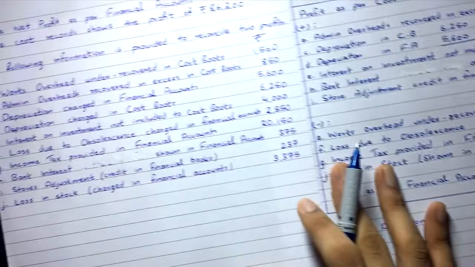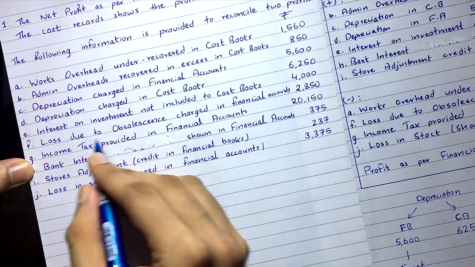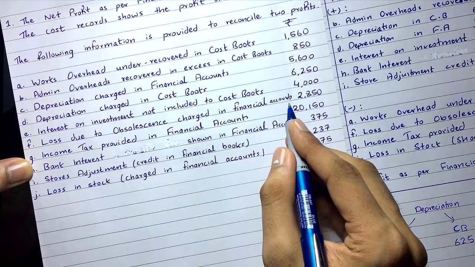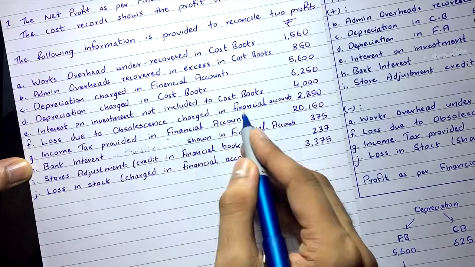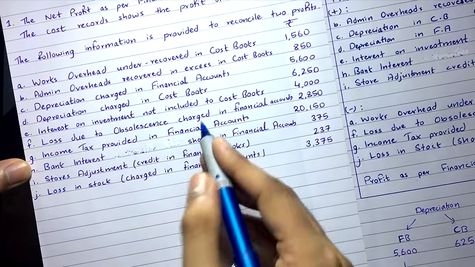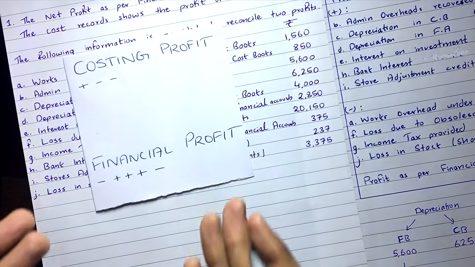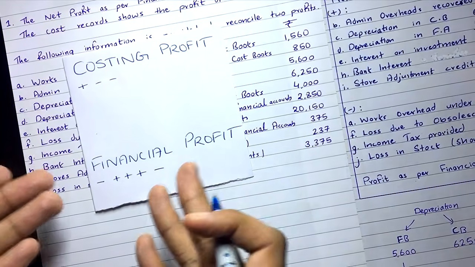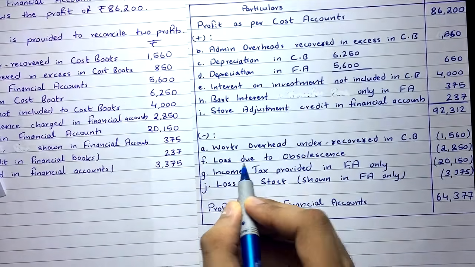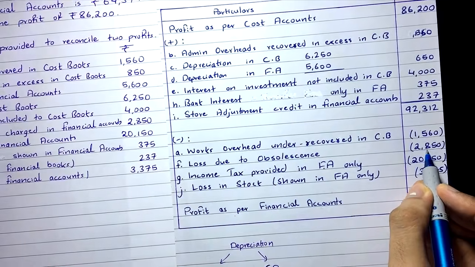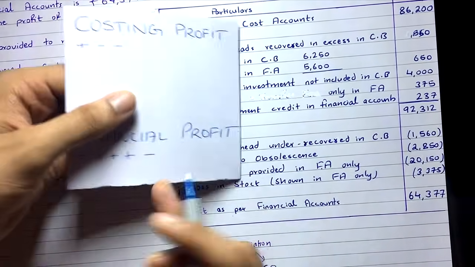Clear? Then we have transaction F, loss due to obsolescence charged in financial accounts. Loss means what? Expense. Clear? Expense is charged in financial accounts. Now if expense is recorded in financial accounts, so financial profit will be less. Expense record karoge in financial books, your profit will be less. So less that transaction. Simple common sense. Loss due to obsolescence 2,850. Negative, right? Subtract. Yes, simple common sense.